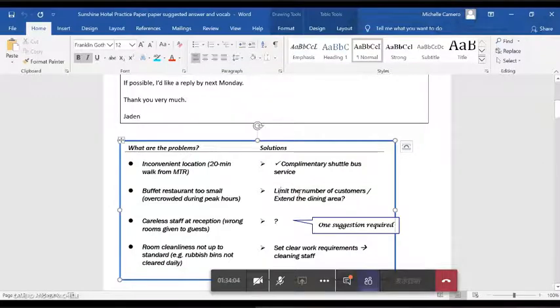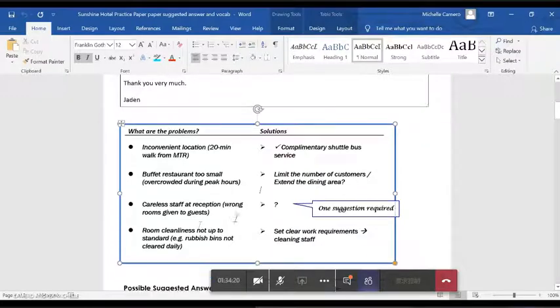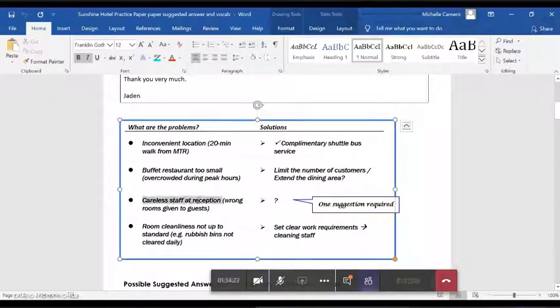What should we do? Here's the one where there are two solutions, because remember, now you have the slash and the question mark. So here's solution 1, limit the number of customers. You should give an advantage and disadvantage. Alternatively, extend the dining area. So that's solution 2, and you must provide the advantage and disadvantage. All right, careless staff at reception is a third problem. Why? What's more information about that? Wrong rooms were given to guests. You need to provide your own solution, and remember, add the advantage.